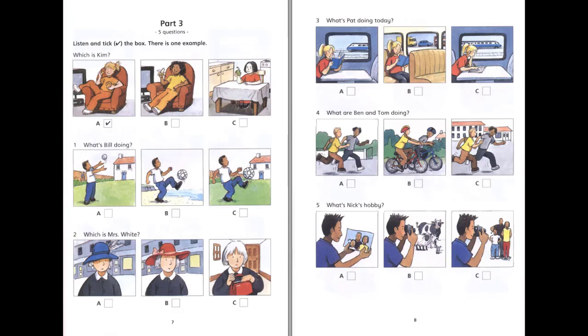Three. What's Pat doing today? Pat's going to see a friend today. Is she going on the bus? No, she's going on the train. Oh, and is she reading her book? No. Look, she's got a pen. She's writing in her book.